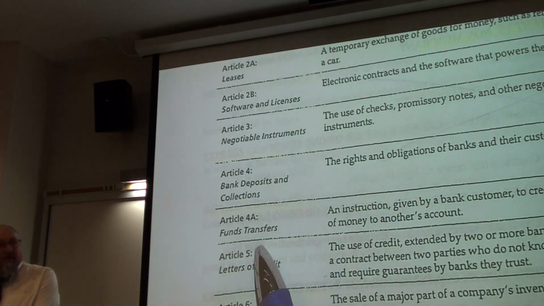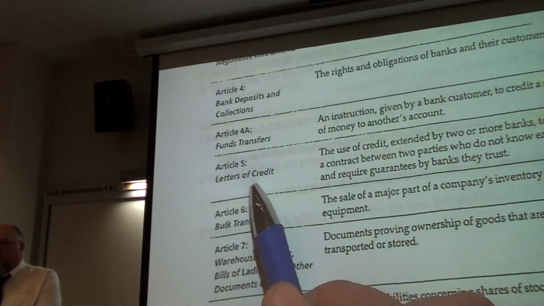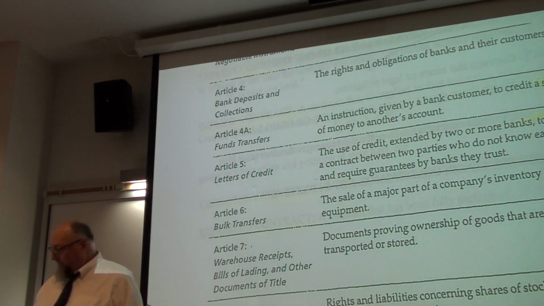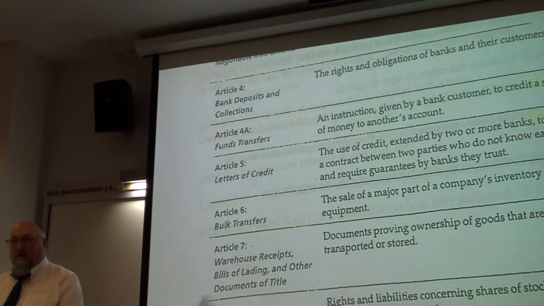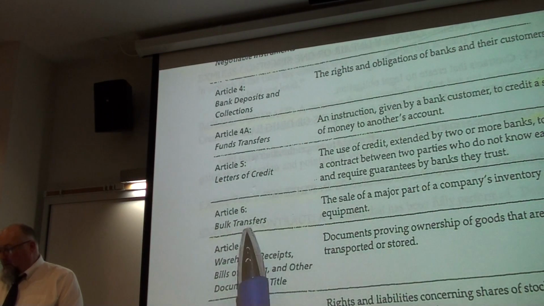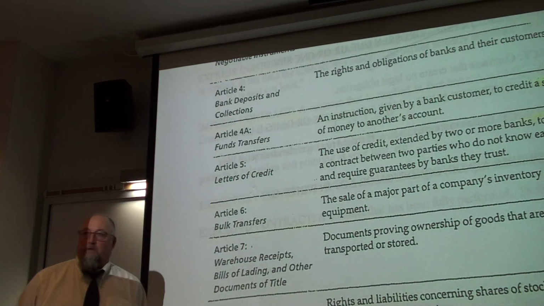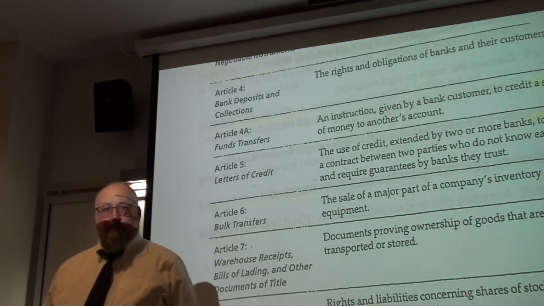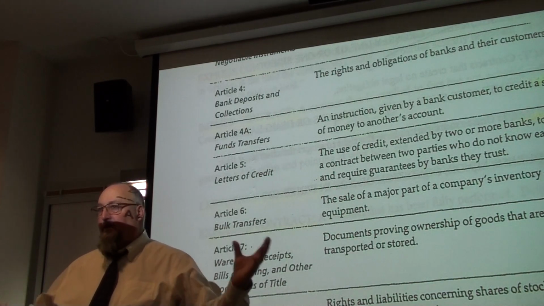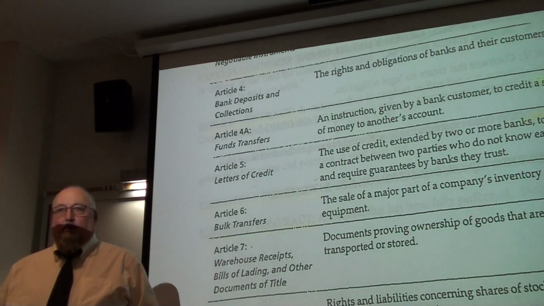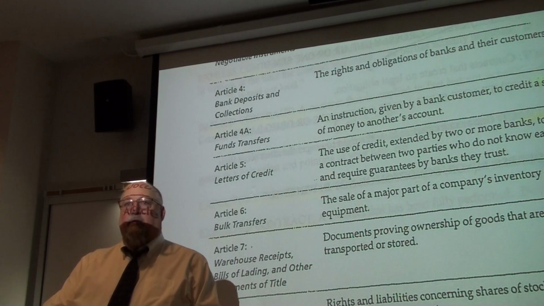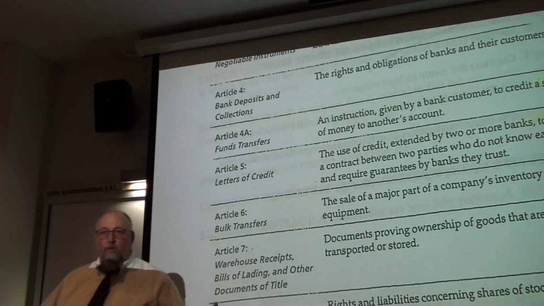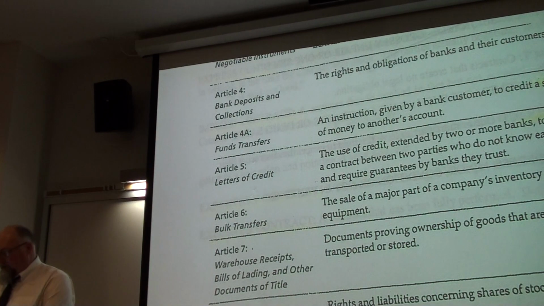Bank deposits, fund transfers, letters of credit, which are very common in business transactions to provide a guarantee of payment. That is, the bank is guaranteeing payment through a letter of credit. Bulk transfers, that's where I'm buying maybe a whole container or a whole shipload of concrete or ball bearings or whatever. So it's not an individually identifiable item, it's a big pile of dirt or whatever. That's a bulk transfer, or corn, or wheat, or you get the idea.